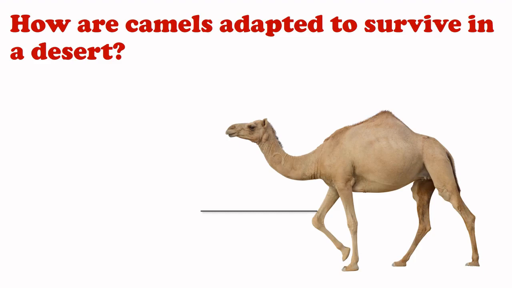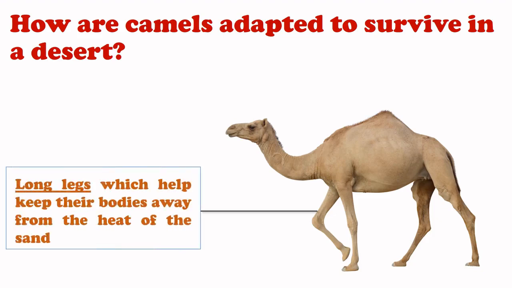So, let us take the example of a camel. How are camels adapted to survive in a desert? Now, deserts are places where the temperatures are extremely high or low. In the case of the camel, the body structure of the camel helps it to survive in the desert conditions. Camels have long legs which help keep their bodies away from the heat of the sand.